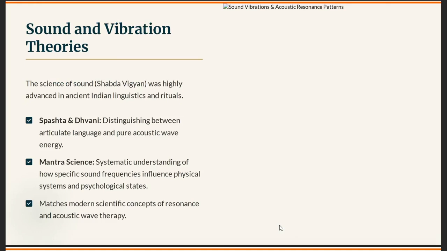So sound and vibration theory. So Spasta and Dhvani distinguish between articulate language and pure acoustic wave energies. Mantra sciences: systematic understanding of how specific sound frequencies influence physical systems and psychological states, matches modern scientific concepts of resonance and acoustic wave theory.